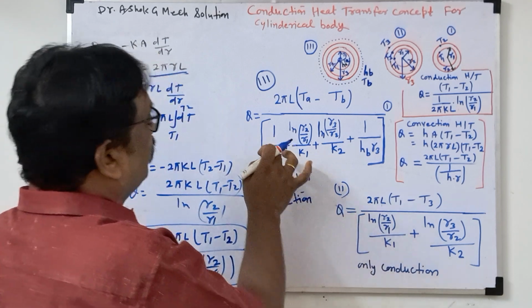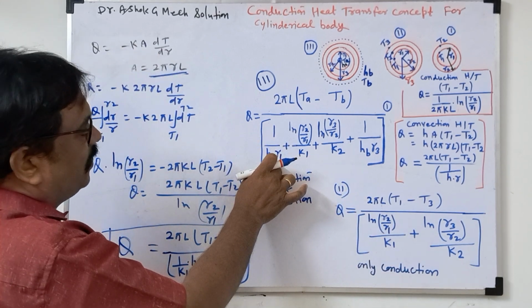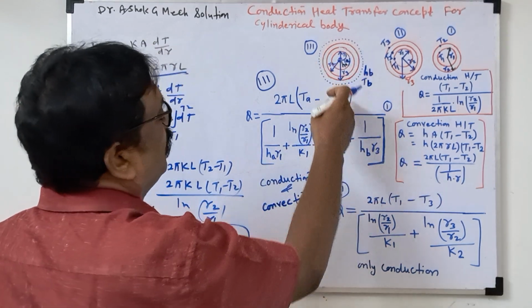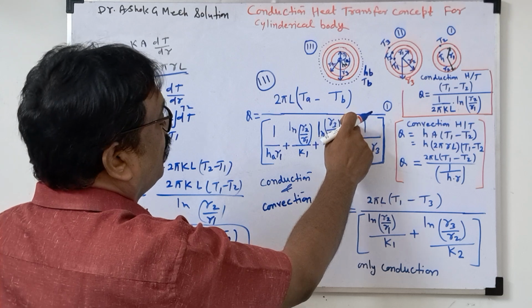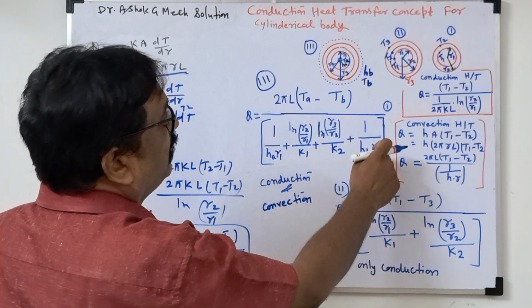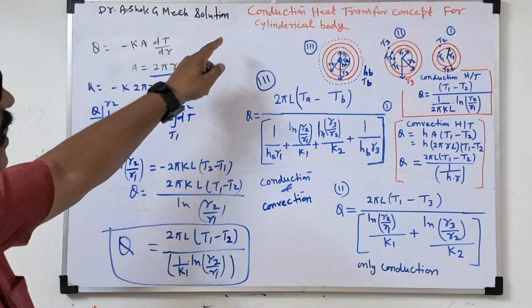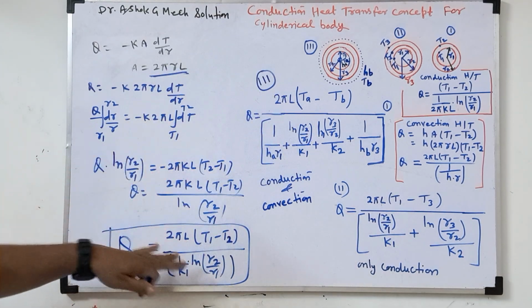That means the convective thermal resistance you add on both sides. How many cylindrical bodies are there? Three now. One more time you add ln R4 by R3 by K3, and R4 will come here. So that is the general concept for remembering the formula for conduction heat transfer for the cylindrical body.